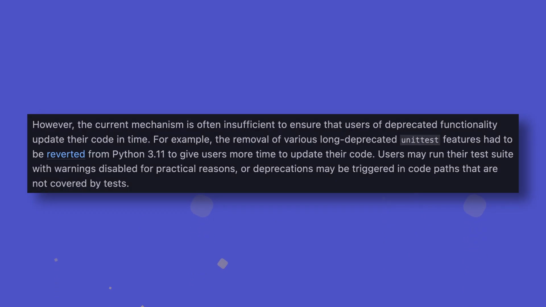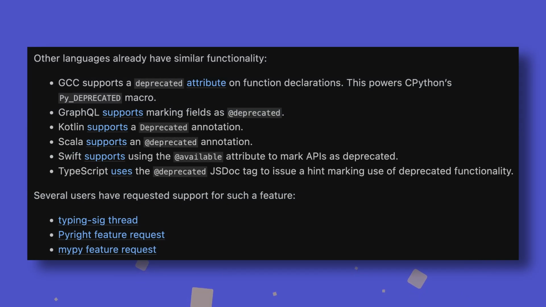These changes will allow developers to spot when migrations need to be made, hopefully avoiding situations like the unit test deprecation debacle around the time of 3.11's release, where the removed components had to be re-added to give people more time to migrate. This is, once again, brought on by its inclusion in other languages, as well as many feature requests to third-party type checking libraries.